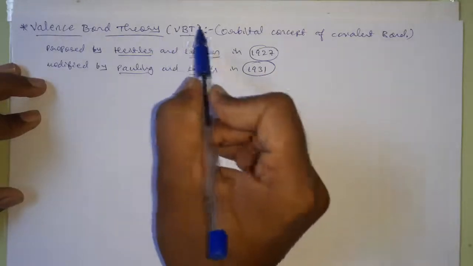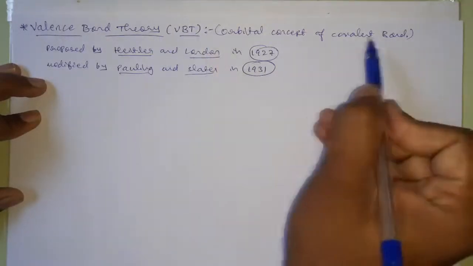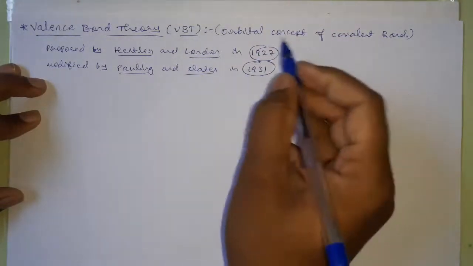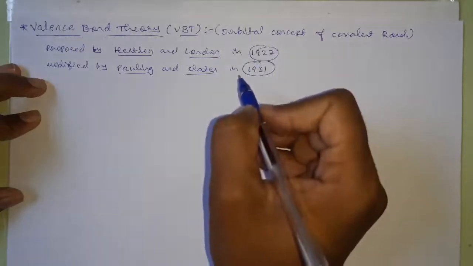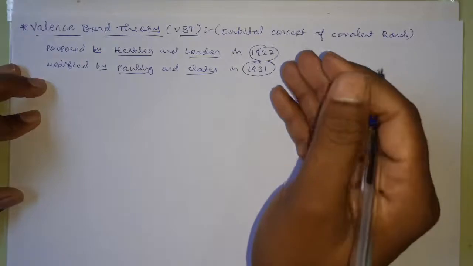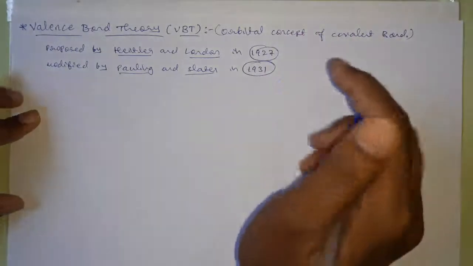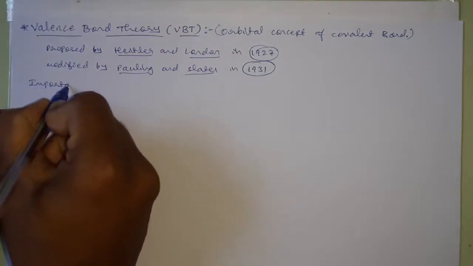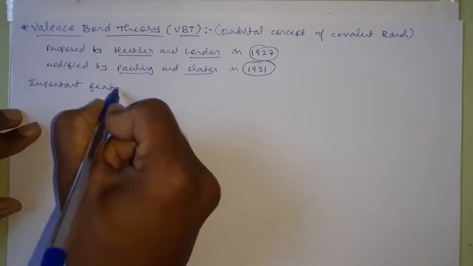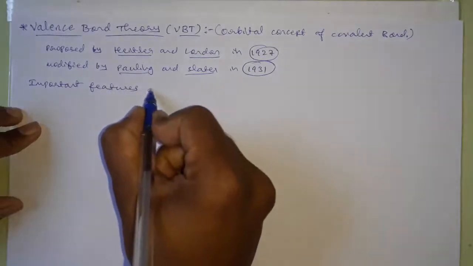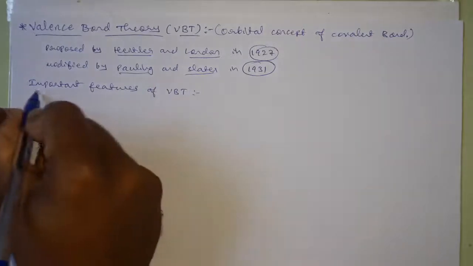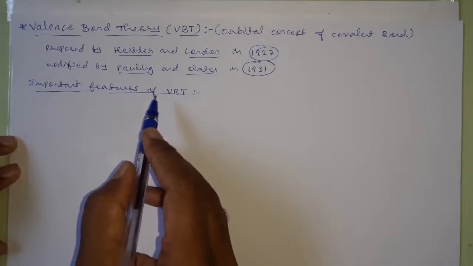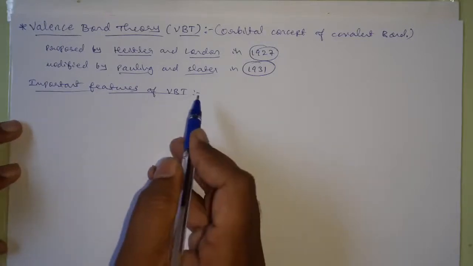And this VBT theory explains the formation of covalent bond on the basis of overlapping of the atomic orbitals of the combining atoms and pairing of electrons which are present in those atomic orbitals with opposite spin. Now let me explain the important features of valence bond theory, or we can call them the postulates of valence bond theory.